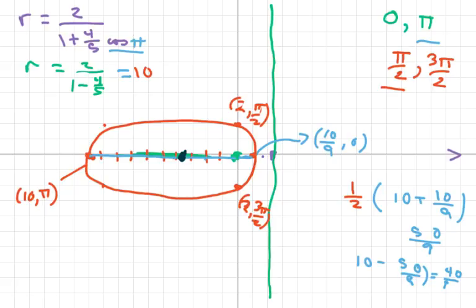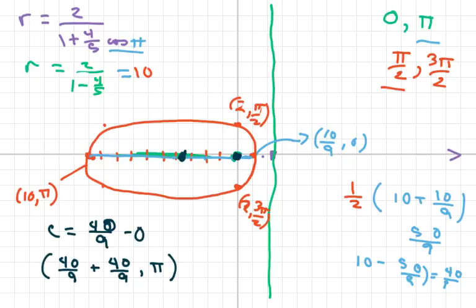And then c, the focus, is here. There's one focus. The other focus, since these are equidistant, is going to be c equals 40 over 9 minus 0, so the second focus is going to be 40 over 9 plus 40 over 9, which is 80 over 9. 80 over 9 is really close to 9, so put it right about there. And this focus would be 80 over 9 comma pi, because we're on the pi part there. And that's all.